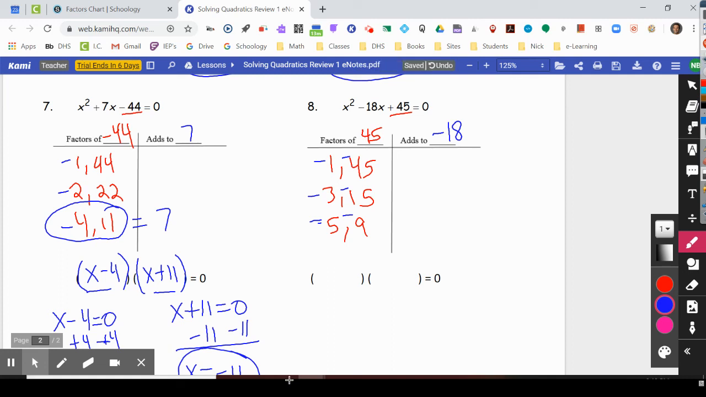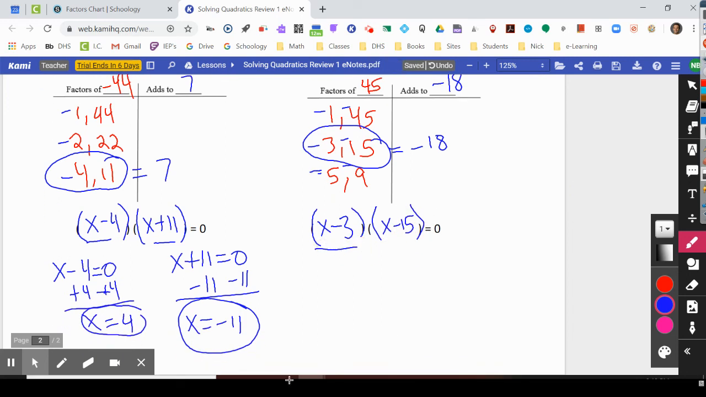Negative times negative is positive. That makes sense. A negative plus a negative is more negative. That also makes sense. Out of my three pairs here, I think it's just going to be negative 3 and negative 15 that add to my negative 18. So now I can factor this as x minus 3 times x minus 15 is equal to 0.